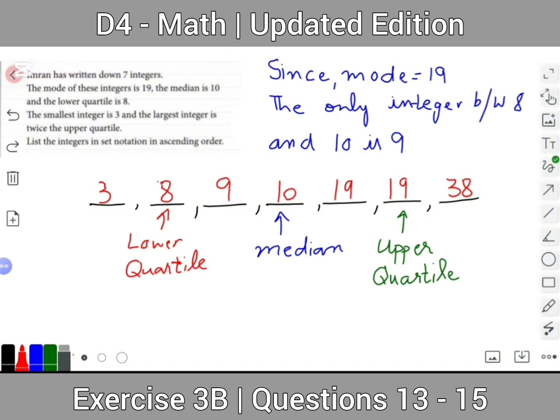Now the integers in set notation in ascending order will look like 3, 8, 9, 10, 19, 19 and 38. Thus these are the integers listed in set notation in ascending order.